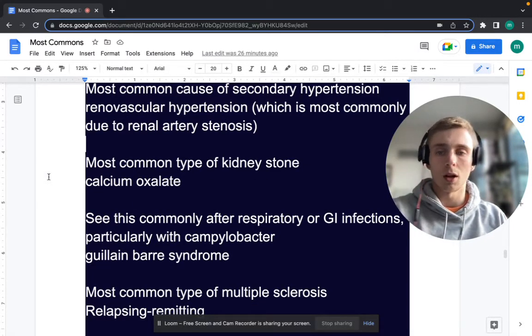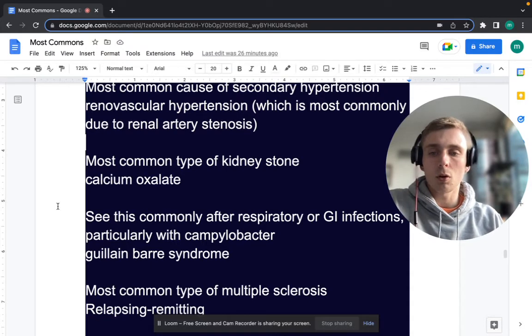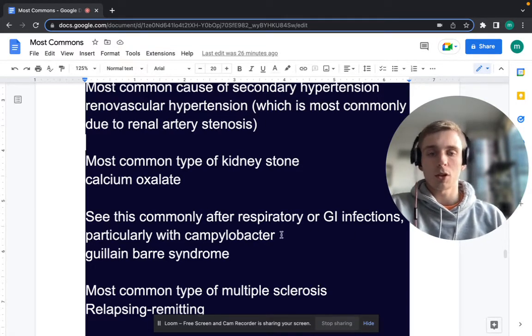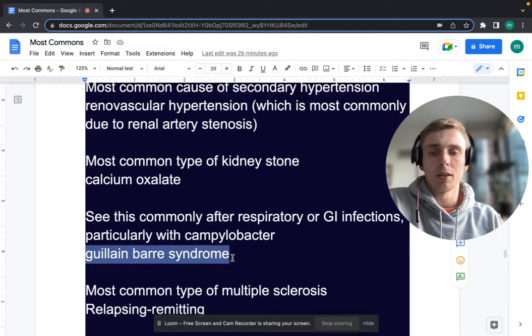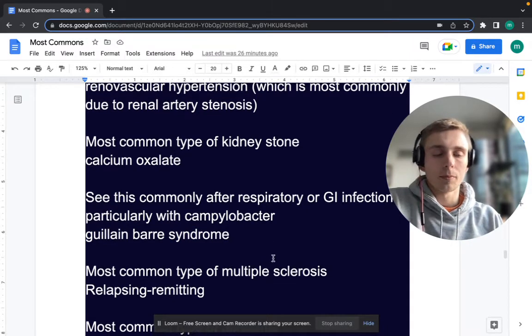So we'll continue along. Seen most commonly after a respiratory or GI infection, what is that? Even a bigger clue is Campylobacter jejuni. That's going to be Guillain-Barre syndrome, an ascending, areflexic polyneuropathy.